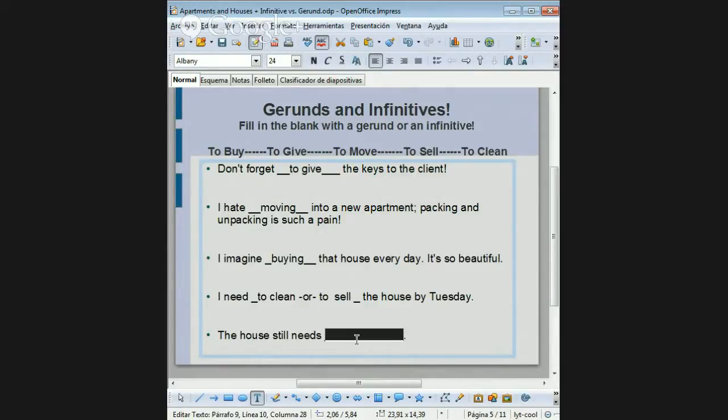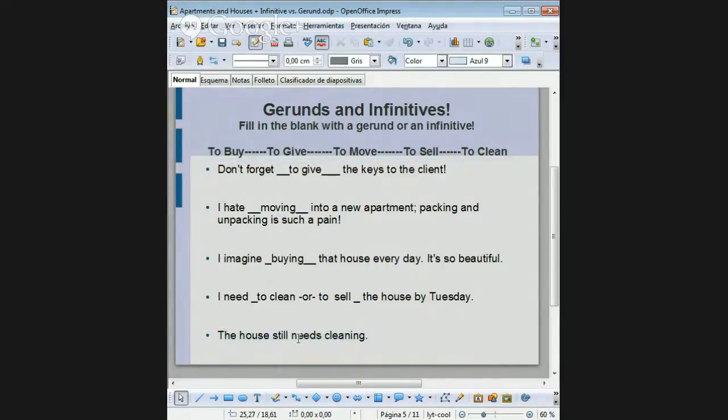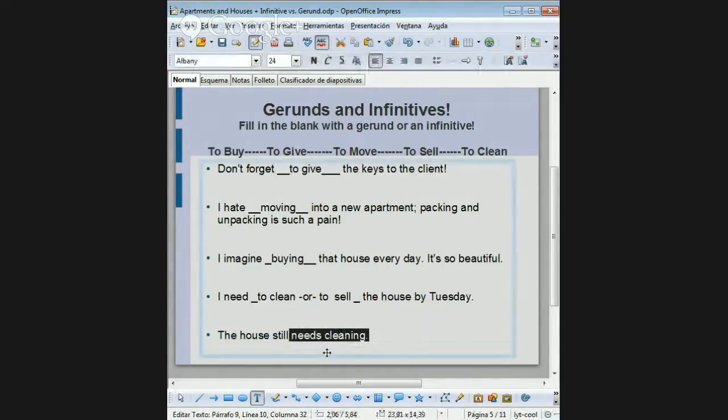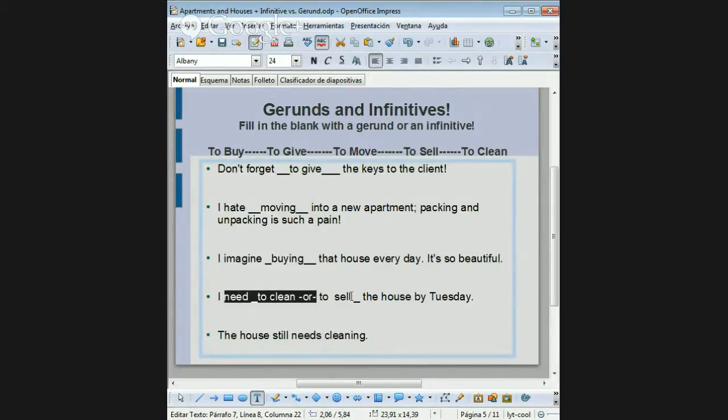but we need to change it into the gerund in this case. The house still needs cleaning. Yeah. Because it's a little bit more passive with needs, we'd use the gerund. With the active things, I need to clean or I need to sell, we use the infinitive. So it's like passive and active with to sell or to clean, and the verb to need. It's a little bit tricky, but that was good.